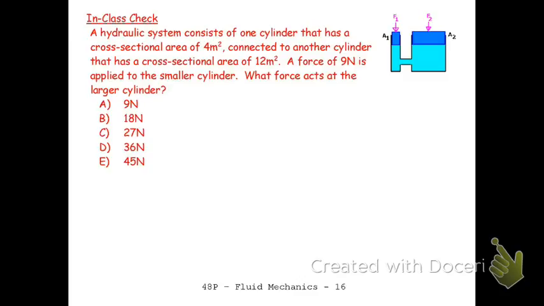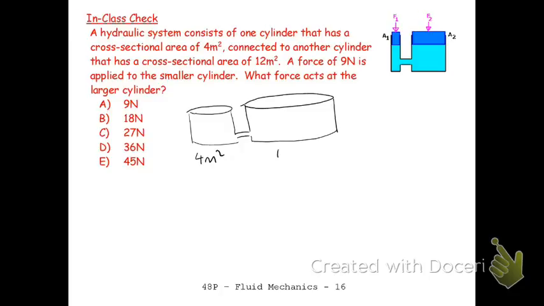So a typical question would be: a hydraulic system consists of one cylinder that has a cross-sectional area. So let's do that. I never show which one's big and which one's small. So that's going to be 4 square meters. It's connected to another cylinder that has an area. Oh, it is bigger. Okay. So that's going to be like that. That's going to be 12 square meters. And a force of 9 newtons. And what force acts on this guy? So that is F newtons.